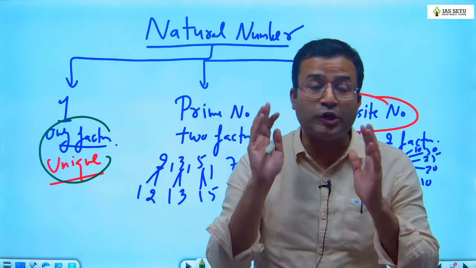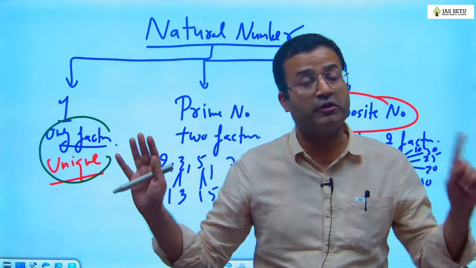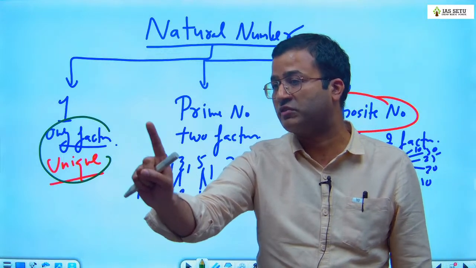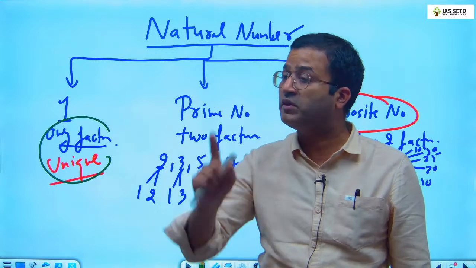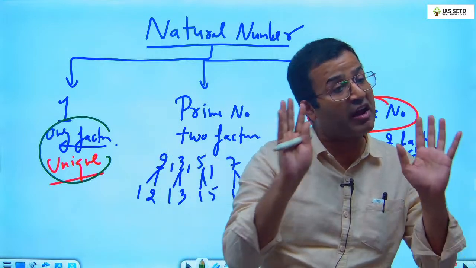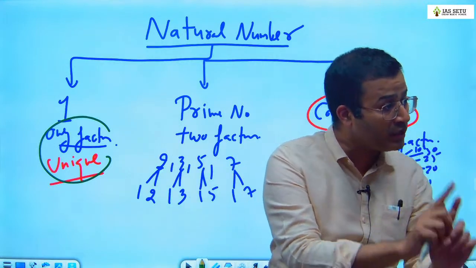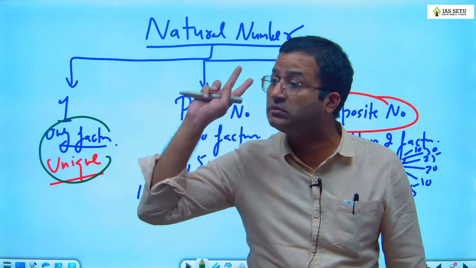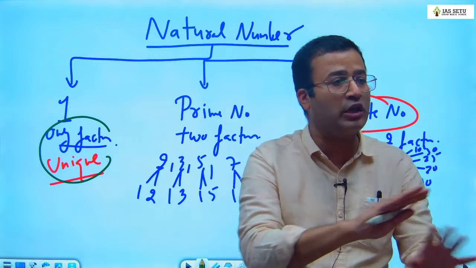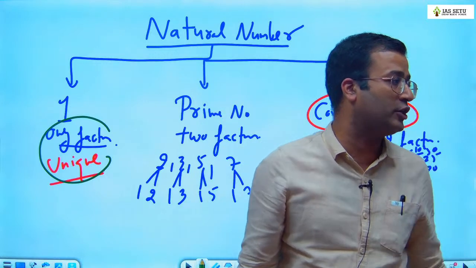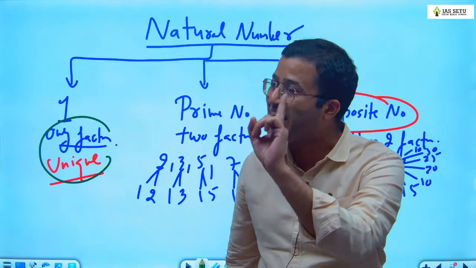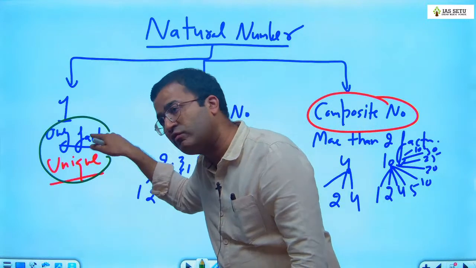से समझो। Can you tell me any other natural number which has exactly 1 factor? कोई ऐसा नेचुरल नंबर है ही नहीं जिसका एक फैक्टर। 1 is the only natural number which has exactly one factor. All other natural numbers have minimum 2 factors. 1 के अलावा बाकी सारे नेचुरल नंबर के कम से कम 2 फैक्टर या 2 से ज्यादा फैक्टर मिलेंगे. Other than 1, all other natural numbers have 2 or more than 2 factors. 1 is the only natural number which has exactly 1 factor, and that is 1 itself.